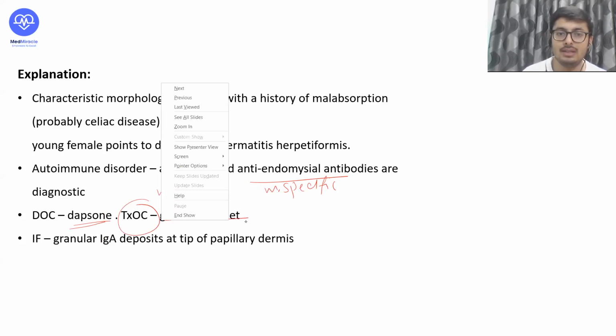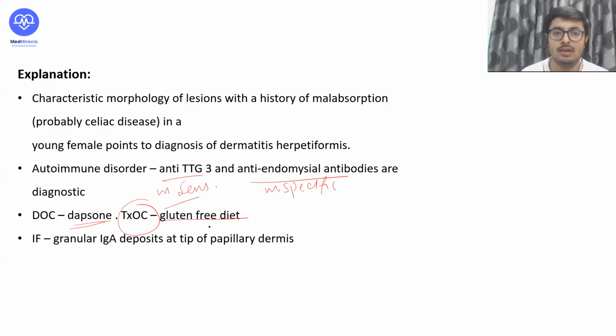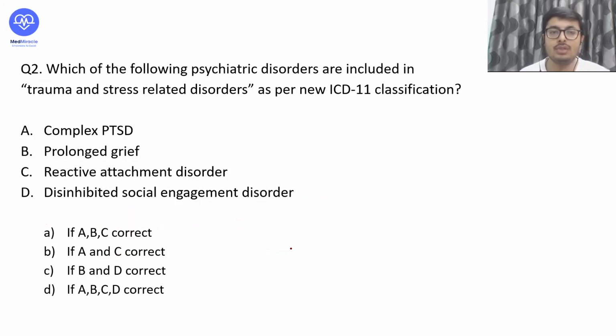So basically, this condition is associated with gluten sensitivity. So the definitive treatment is gluten-free diet. But if the drug of choice is asked, then Dapsone is the answer. And immunofluorescence shows granular IgA deposits at the tip of papillary dermis, as we have seen in the image, right? So this was the first condition where we have integrated dermat with GI medicine with pathology.